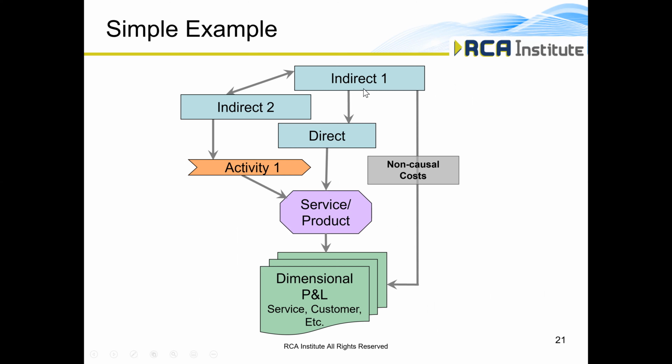In this example, you have an indirect resource pool, an indirect resource pool, and a direct resource pool that somehow produce a product or a service. So the indirect resource pool supports another indirect pool and supports a direct pool. The second indirect resource pool uses an activity to support the product or service directly.